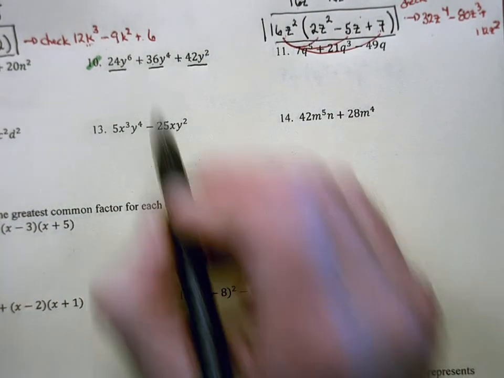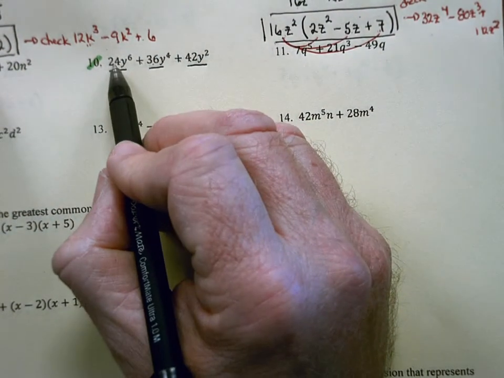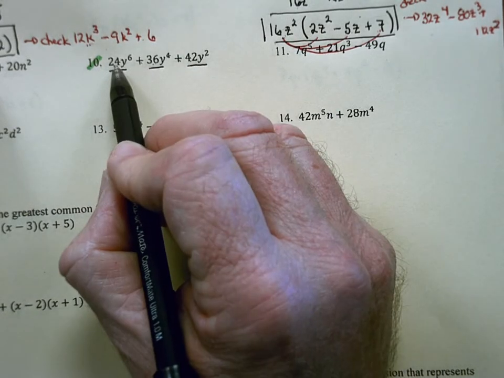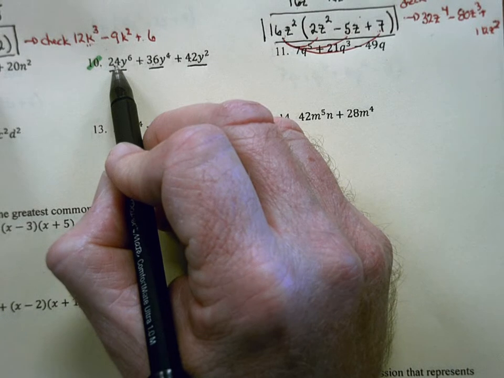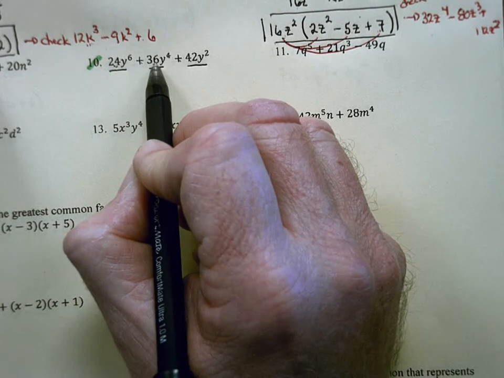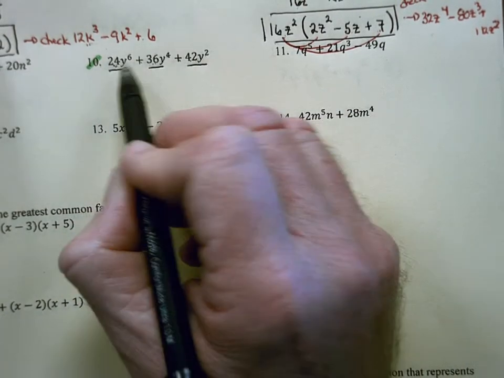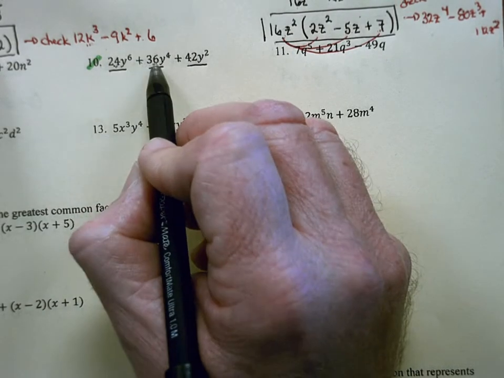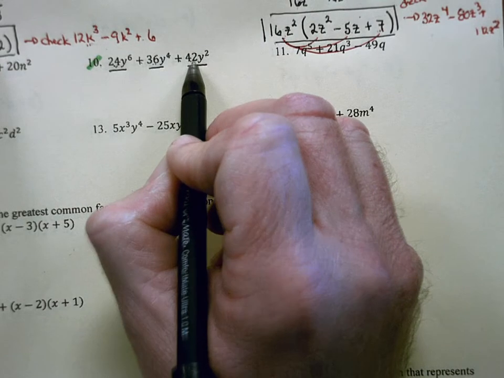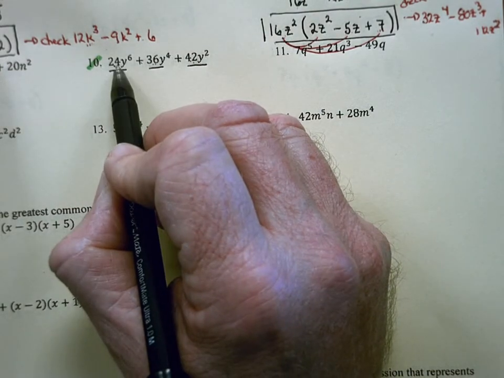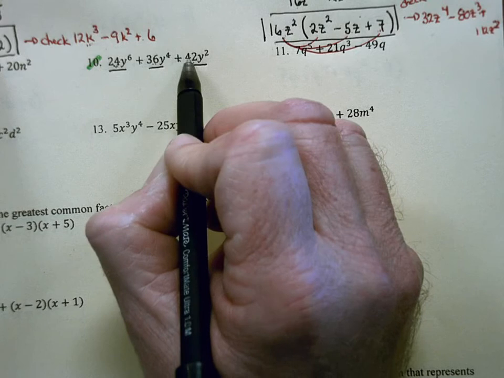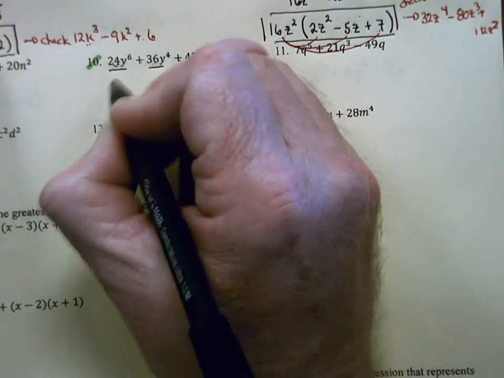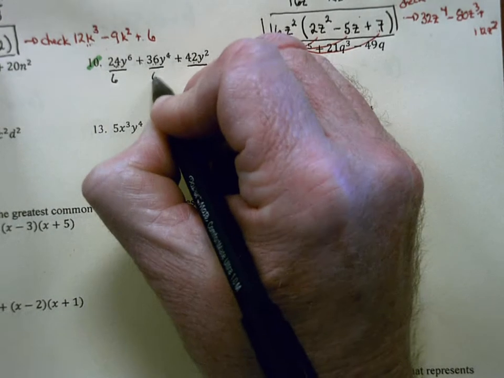Okay, so I'm going to look at the coefficients, the numbers first. 24, 36, 42. Start with the lowest one, 24. What goes into 24? Well, 24 goes into 24, but 24 does not go into 36 or 42. That's not a common factor. What else goes into 24? Well, 12 goes into it. 12 goes into 36, but 12 does not go into 42. What else goes into 24? 8 goes into it. Problem is, 8 doesn't go into 36. How about 6? 6 goes into all these numbers. So that means I'm going to divide all the numbers by 6.